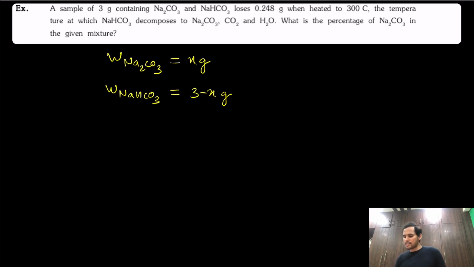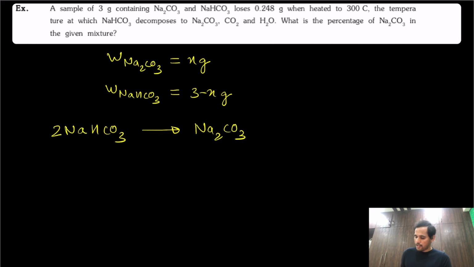Now next it is saying that it loses some weight. How much? 0.248 when it is heated to 300 degrees Celsius. What will happen at 300 degrees Celsius? 300 degrees Celsius पे NaHCO3 will decompose. NaHCO3 will decompose and it will give you Na2CO3 plus H2O plus CO2. Let us say we are not going to balance this. Since we want to apply POAC, let's not balance it.